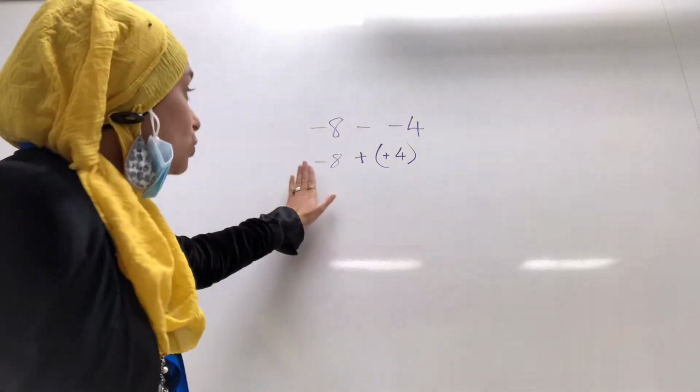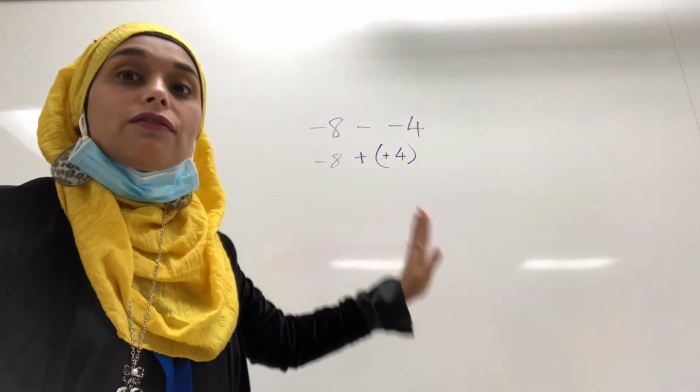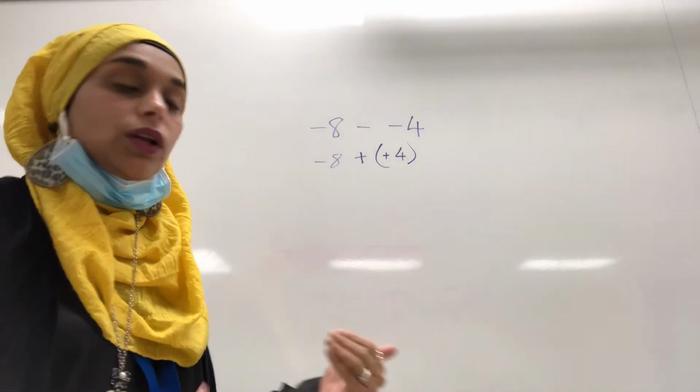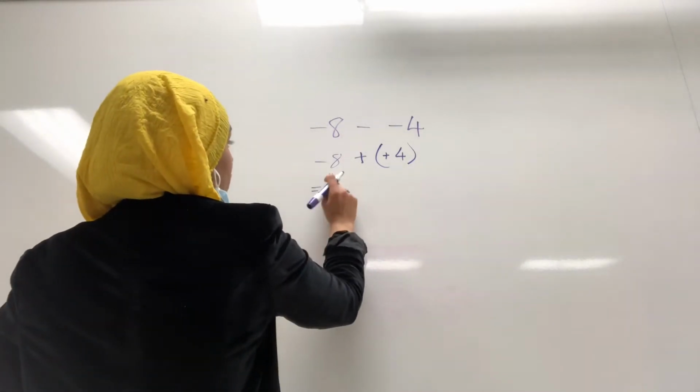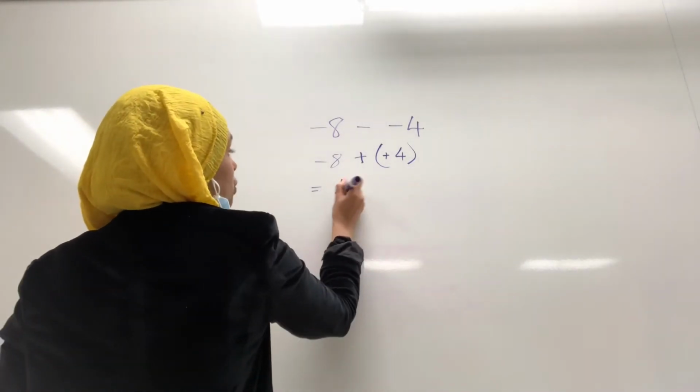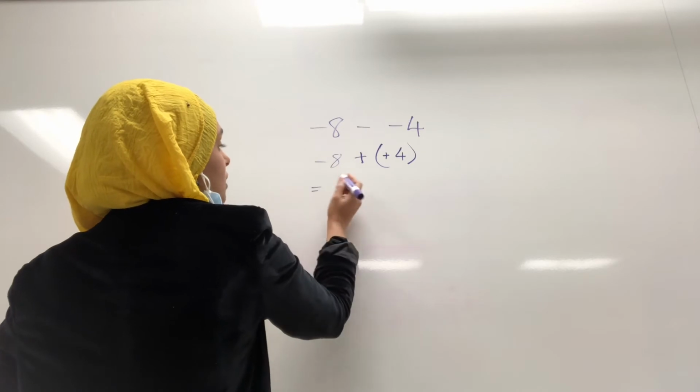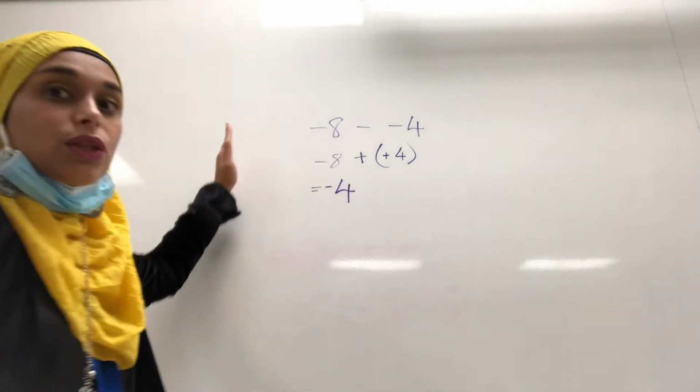So the addition rule is when the signs are different, find the difference, keep the sign of the larger number. So I'm going to find the difference between 8 and 4, which is 4, and I'm going to keep the sign of my larger number. So that's using the rule.